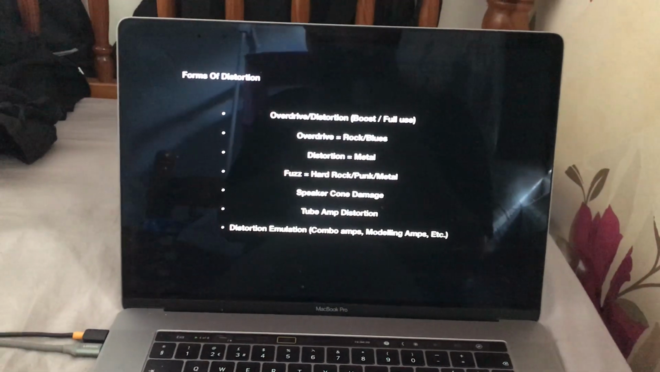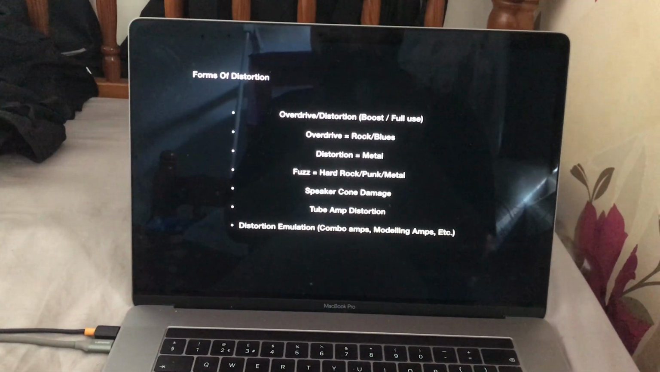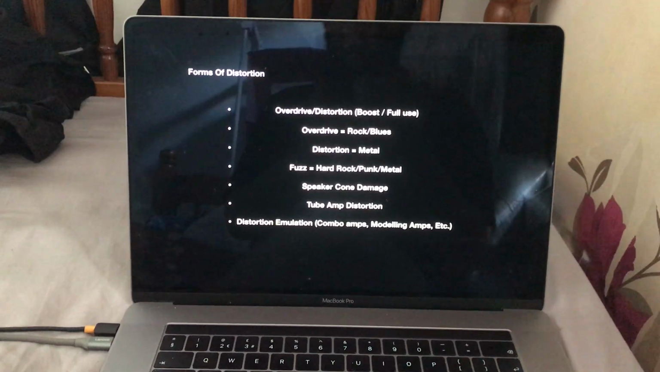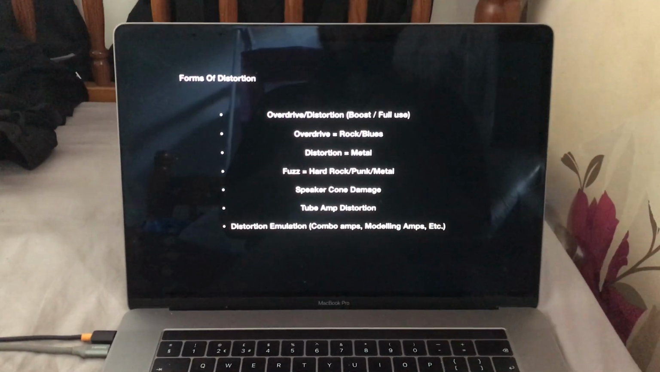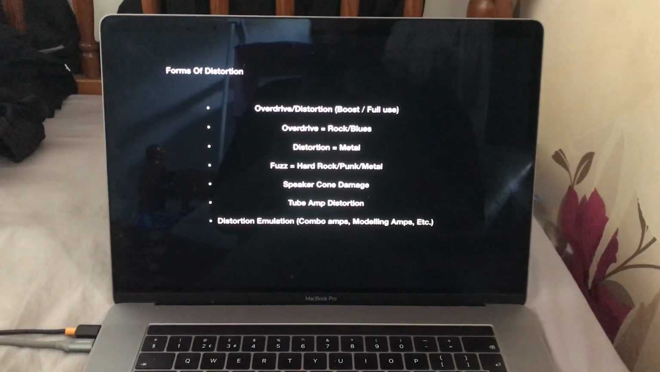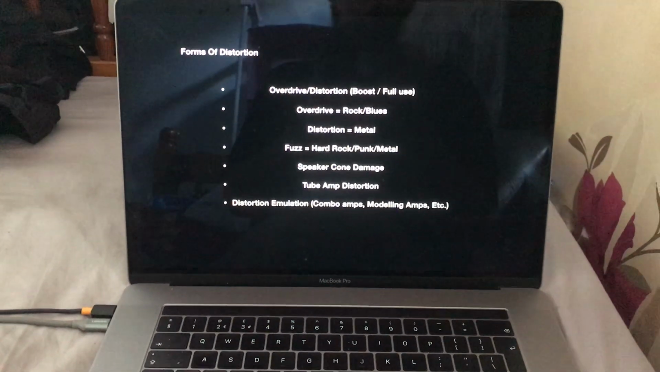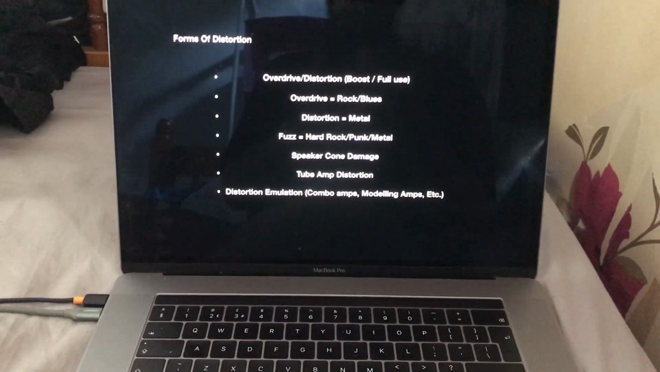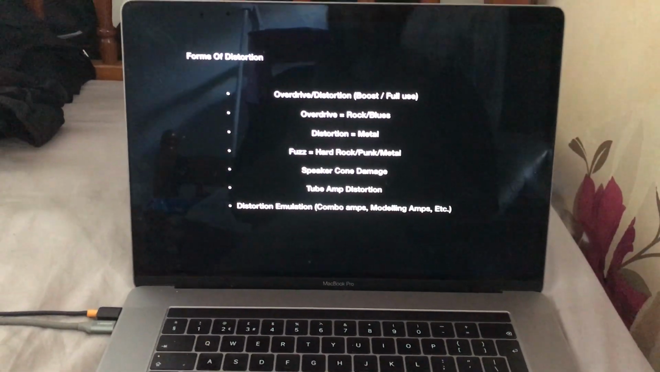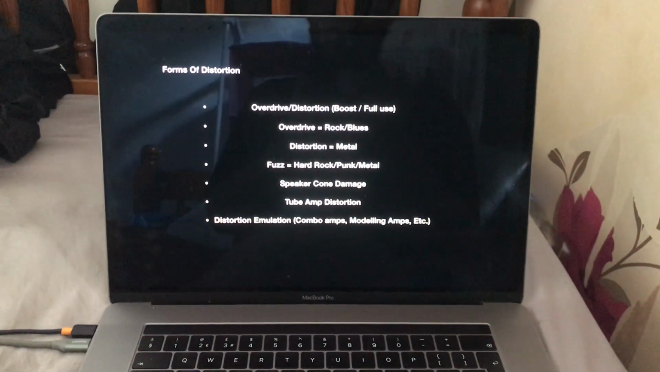Speaker cone damage is another way to get distortion, but it's not as reliable, and you are actually damaging your equipment. Tube amp distortion is different, in the sense that it can be used in order to hold everything together. Tube amp distortion is actually within the amp, and you can get pedals to assist it. Once again, you can use forms of distortion interchangeably.